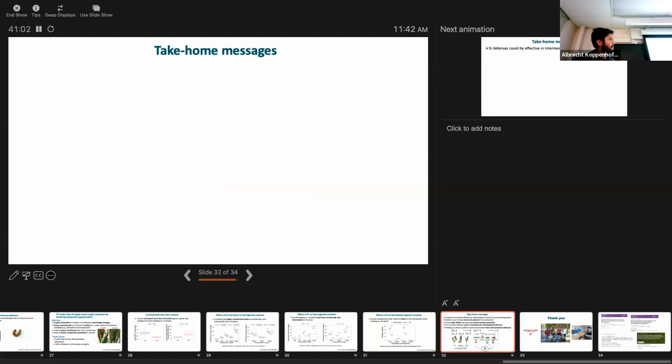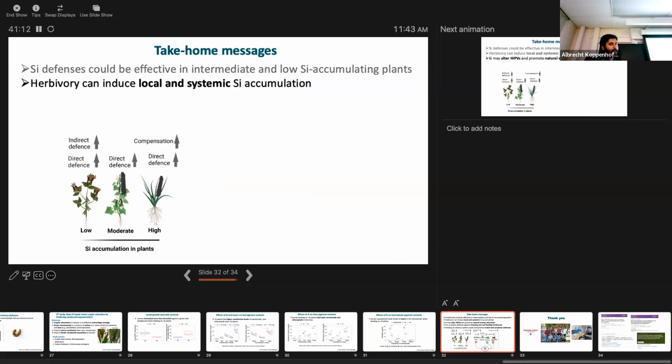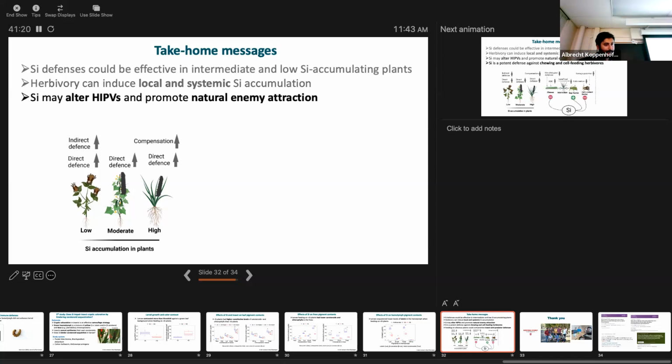So some take-home messages from my project. We found that silicon defenses could be effective in intermediate and low silicon accumulating plant species. Of course, it's effective in high silicon accumulating species. We also found that herbivory can induce local and systemic silicon accumulation. And silicon may change herbivore-induced plant volatile emission, and also it can promote natural enemy attraction.